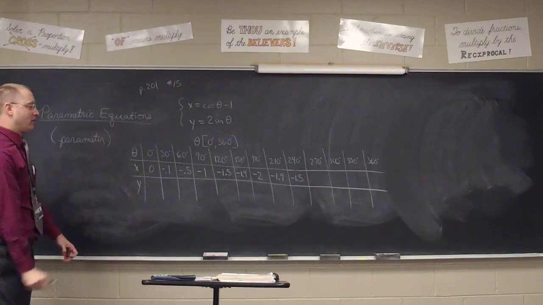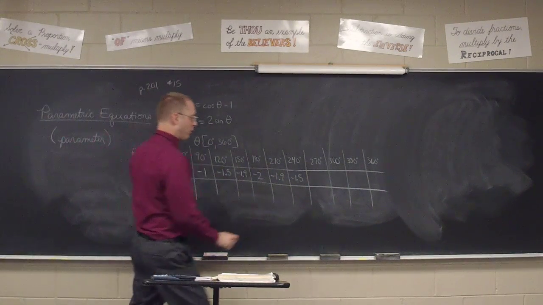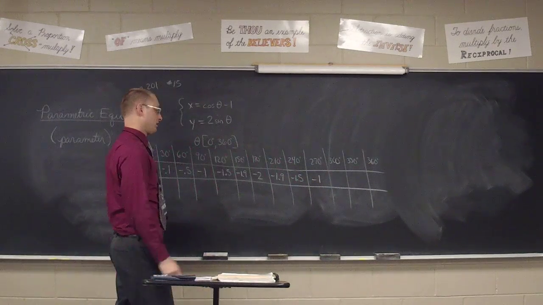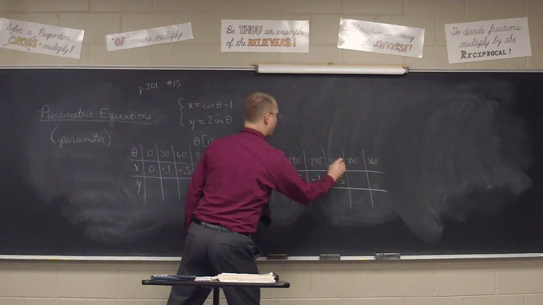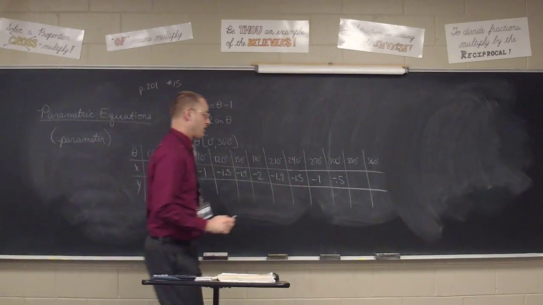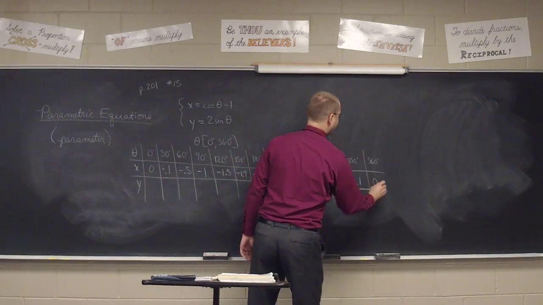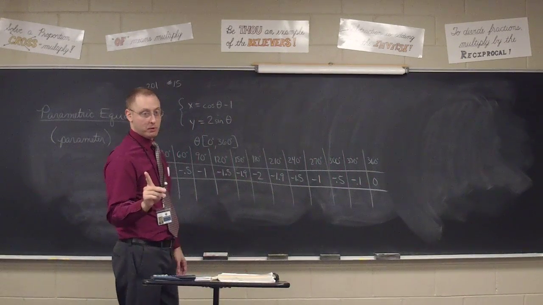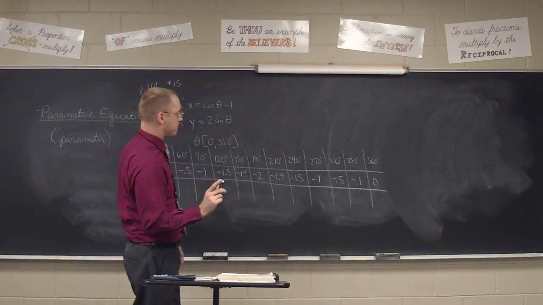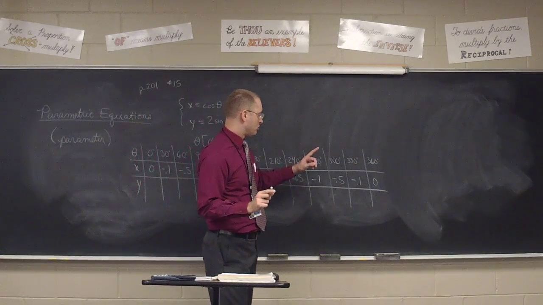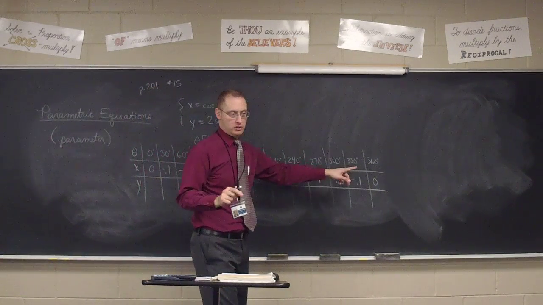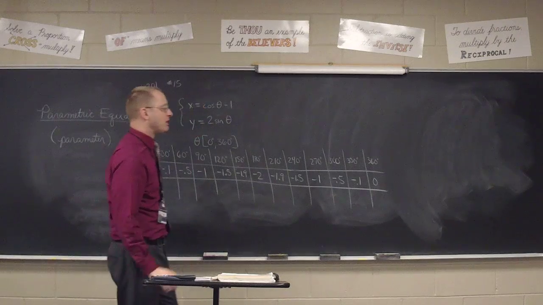All right, what do you think the next value should be? -1. Then what do you think the next one will be? -1.5. All right, the next one? -1. And then? All right, now let's fact check ourselves. Let's just make sure we weren't hasty here. One of you do 270, and let's do 330. So do 270, you do 330. Let's just make sure we're right.